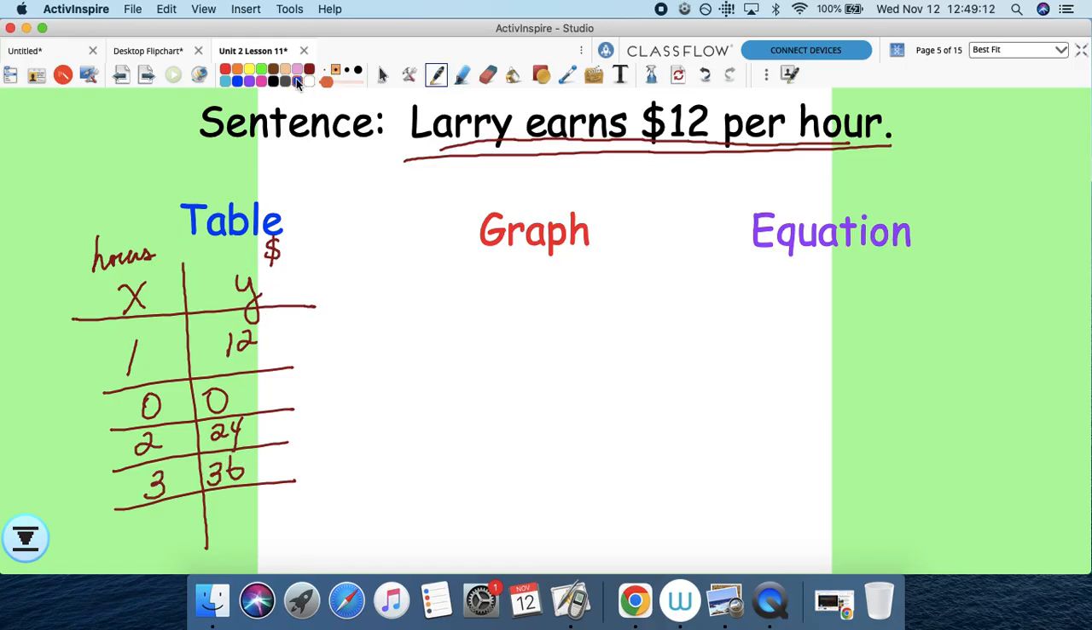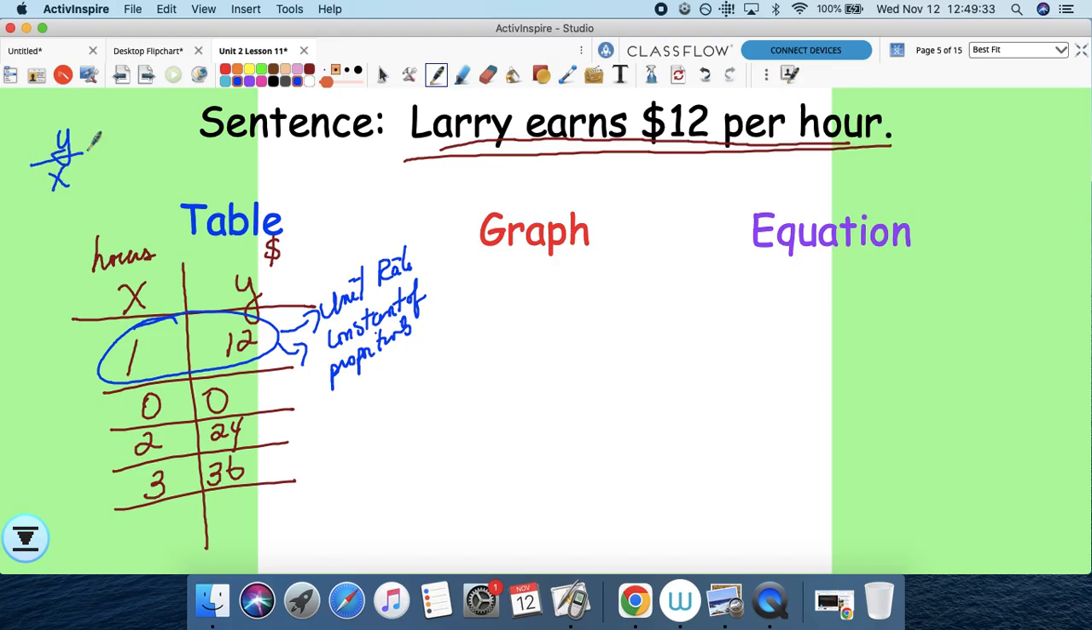And right off the bat, we're given this, a unit rate, right? And it's also our constant of proportionality. It's the ratio between the y and the x. So if I take y divided by x, I will always get 12. So 12 divided by 1 is 12, 24 divided by 2 is 12, 36 divided by 3 is 12. So times 12, times 12, times 12, etc. Okay. So that's as a table. So I'm representing that statement as a table.